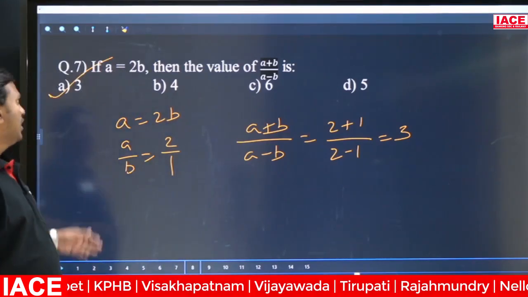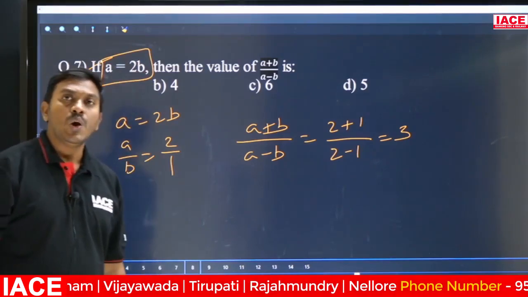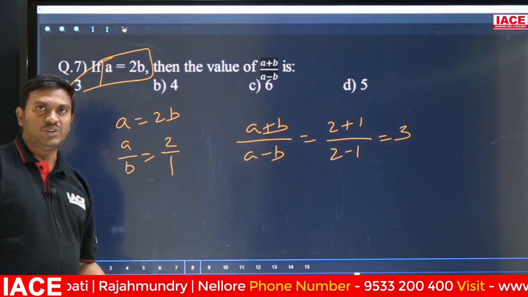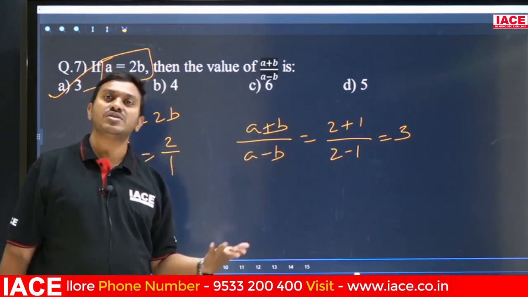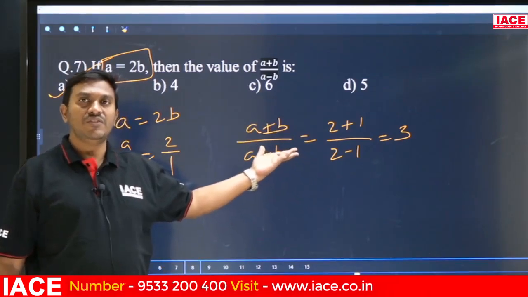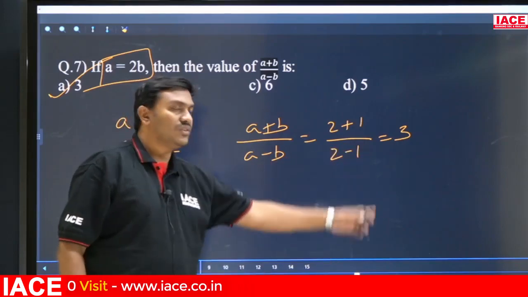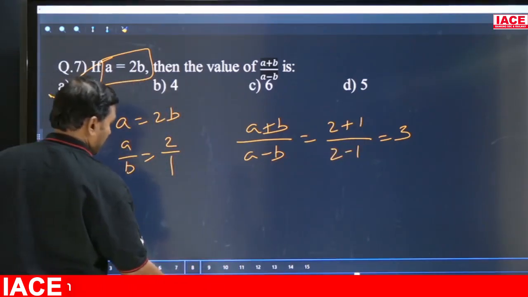Okay, so here what is the ratio given? A equal to 2b, one ratio is given. So from that, a by b equal to how much? 2 by 1. 2 is to 1 we are getting. So substitute in that expression the same ratio values. And what is the result we are getting? That is the answer. 3 is the right answer.